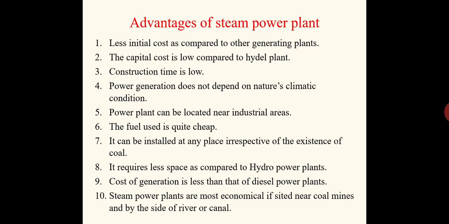Next one is power plant can be located near industrial areas. Industrial areas are the largest consumers of the electricity. So if the plant is located near the industrial area, it will have a huge advantage. So that is another advantage. The next one is the fuel used is quite cheap. Coal is the cheapest fuel that we have right now. So fuel used is the cheap one.